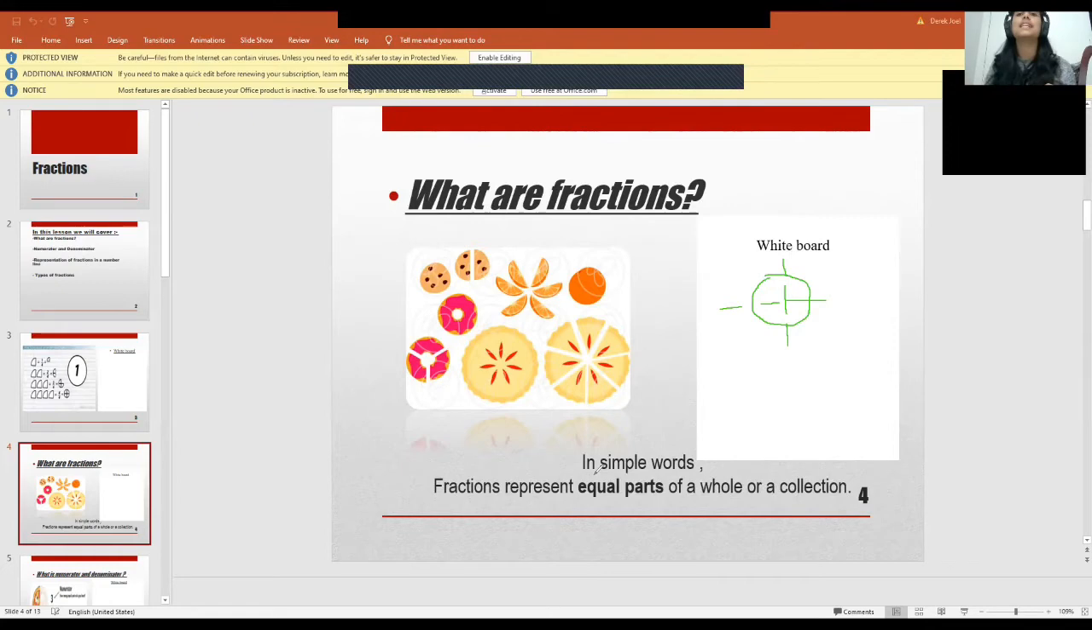Now let's see how we can define fractions. In simple words, fractions represent equal parts of a whole. So here your whole, or your collection, is your orange, and your equal parts are the parts you have cut and shared with your family. Now let's take another example.